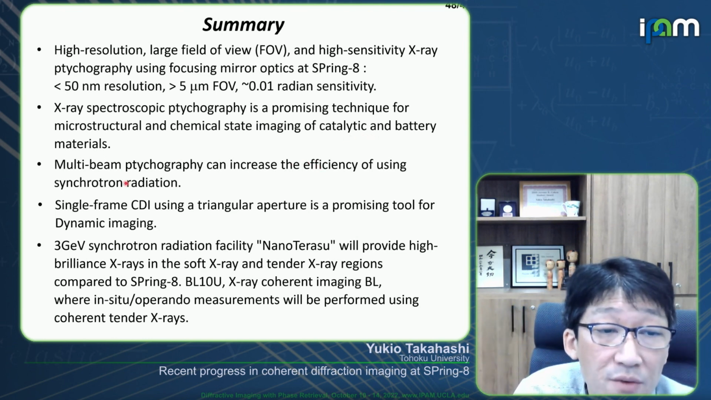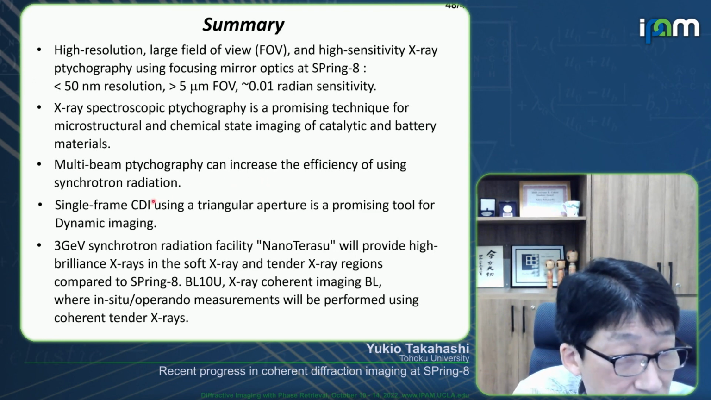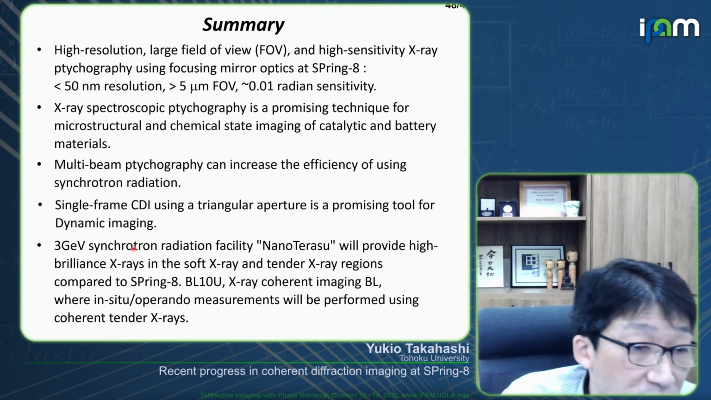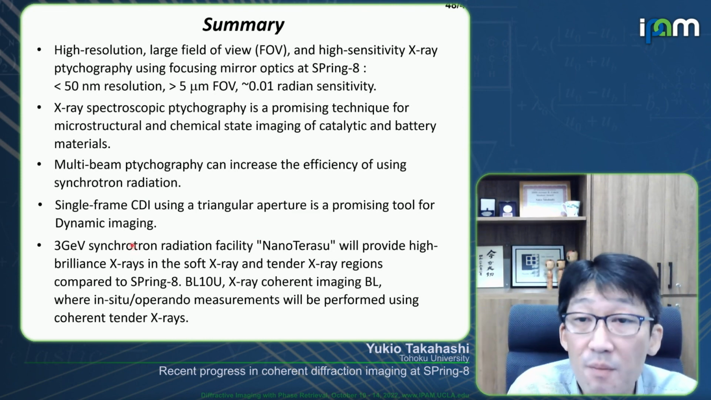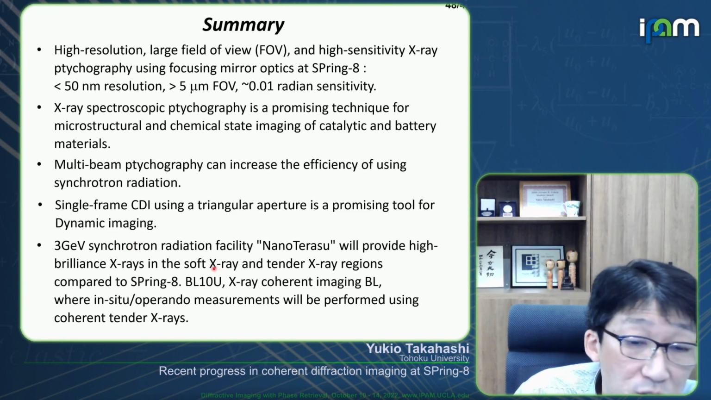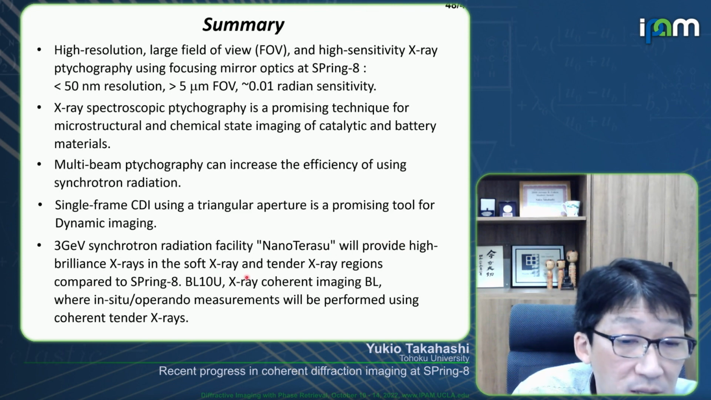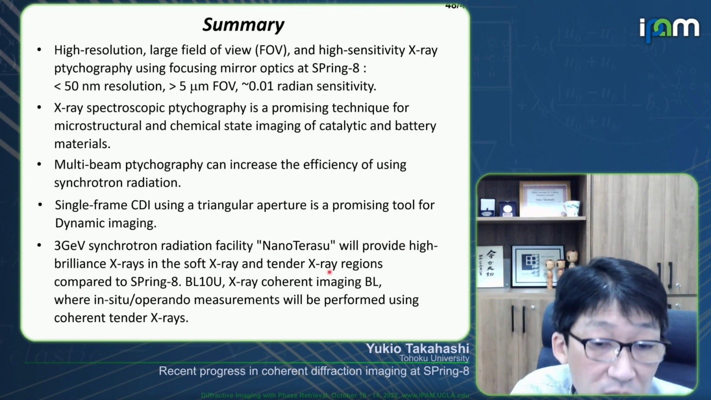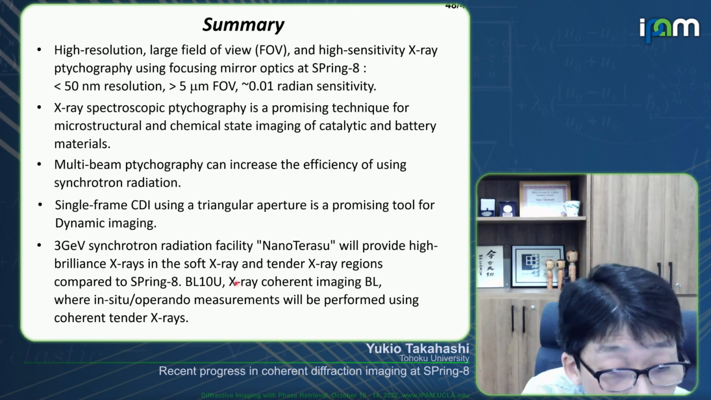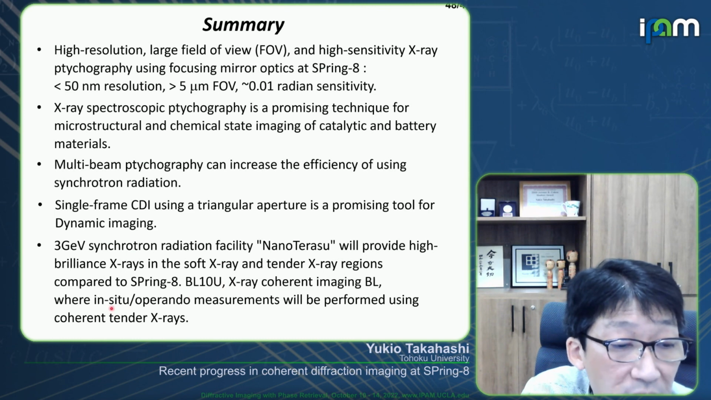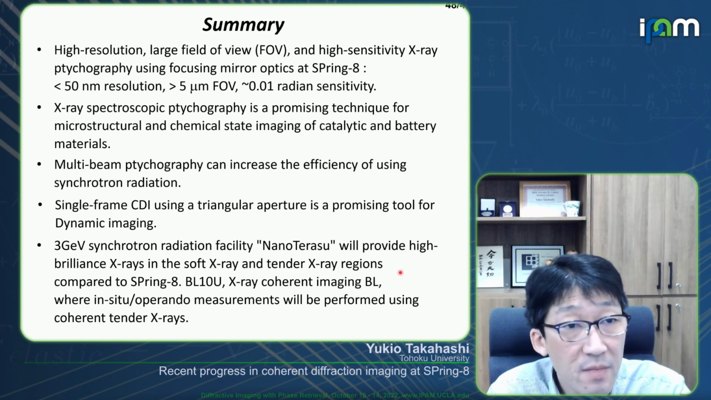And multi-beam ptychography can increase the efficiency of using synchrotron radiation. Single frame CDI using a triangular aperture is a promising tool for dynamic nano imaging. The 3GeV synchrotron radiation facility NanoTerasu will provide high brilliance X-rays in the soft and tender energy region compared to SPring-8, and BL10U, a coherent X-ray imaging beamline, where in situ and operando measurements will be performed using coherent tender X-rays.